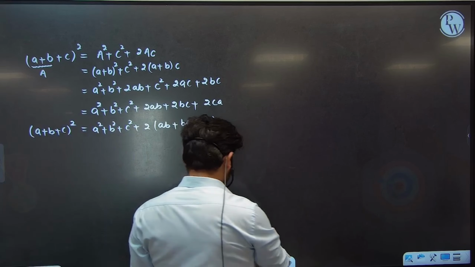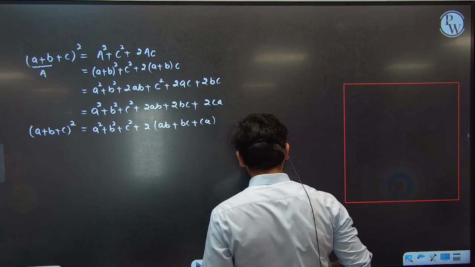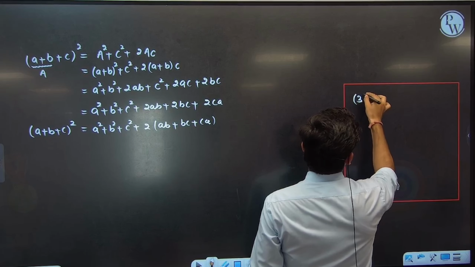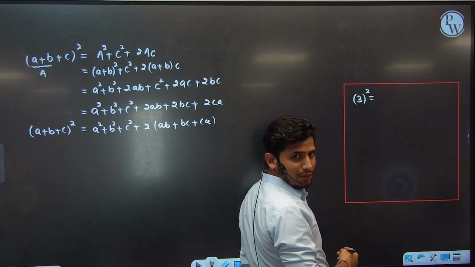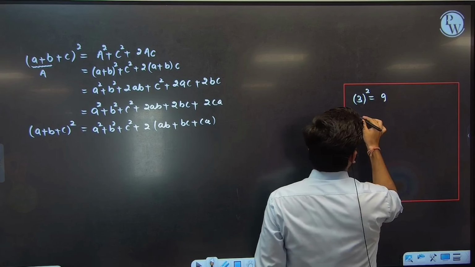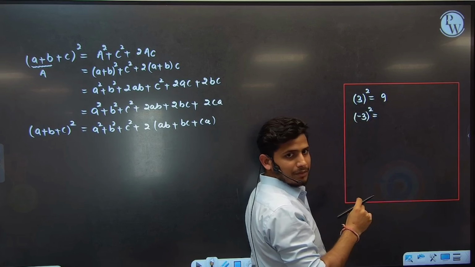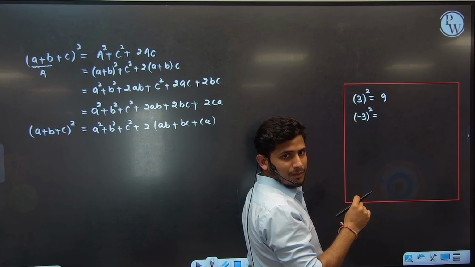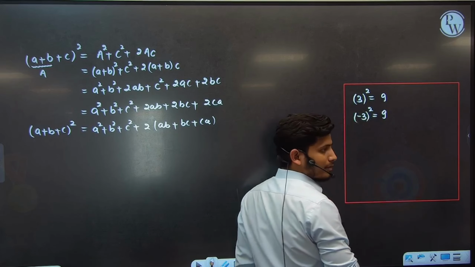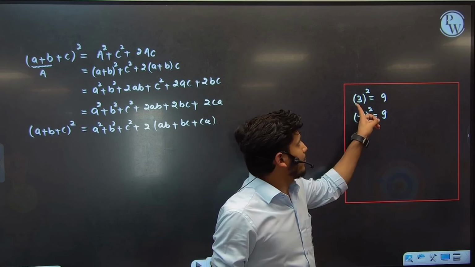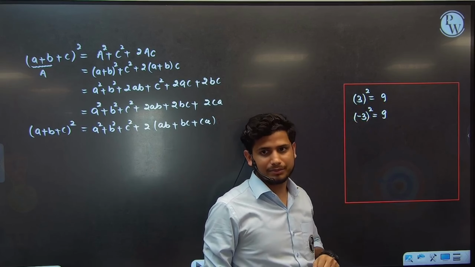Okay, tell me what is the square of 3? What is the square of 3? 9. Okay, tell me minus 3 whole square. 9 or minus 9? 9. Okay, done. So the square of a positive number is positive, and the square of a negative number is also positive.